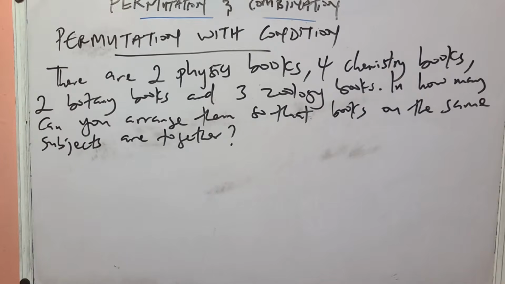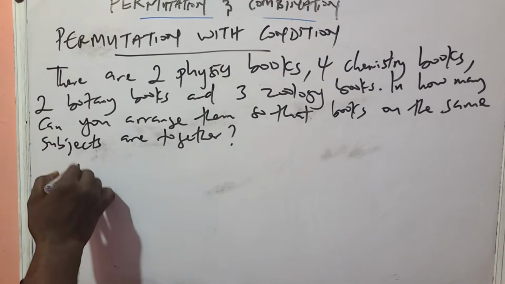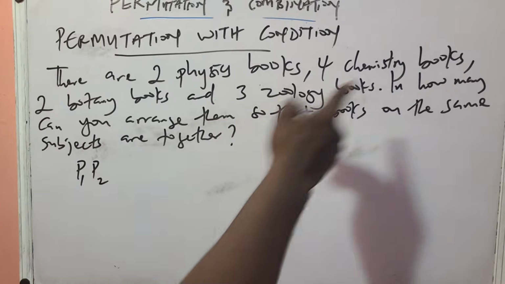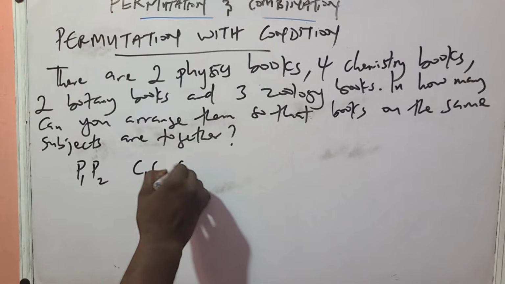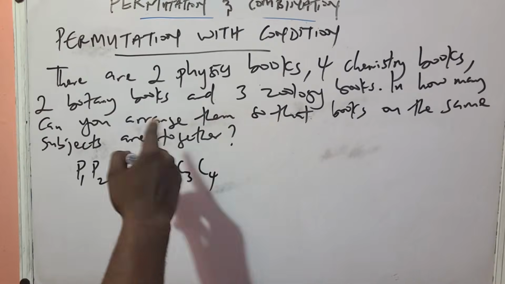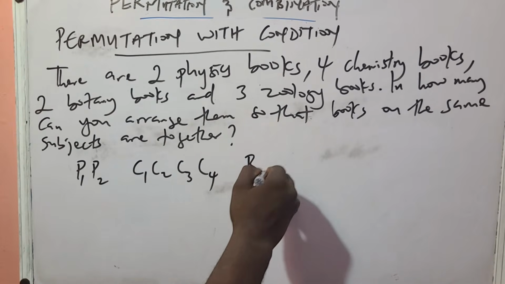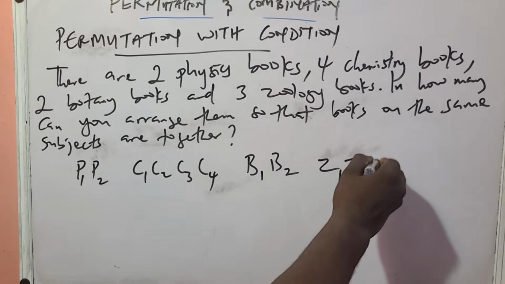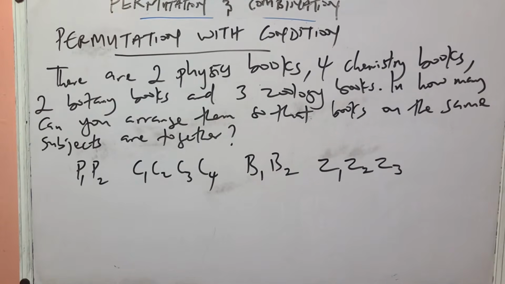Now let's move on. You know what we have to do? Let's try and identify these books because I love to always use pictures to explain things. We have 2 physics books, physics 1 and physics 2. We have 4 chemistry books: chemistry 1, chemistry 2, chemistry 3, chemistry 4. We have 2 botany, botany 1, botany 2, and we have 3 zoology, zoology 1, zoology 2, zoology 3. So these are all the books we have.